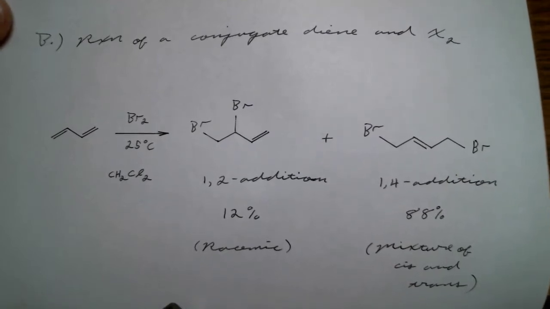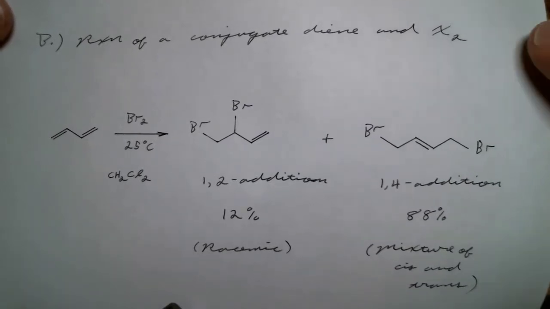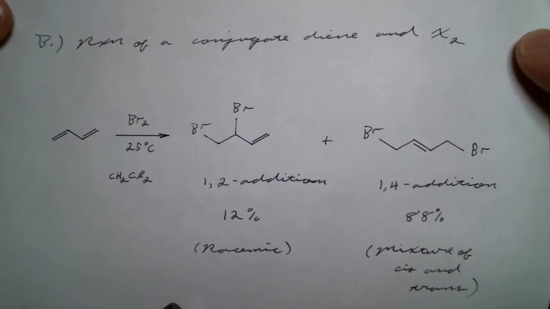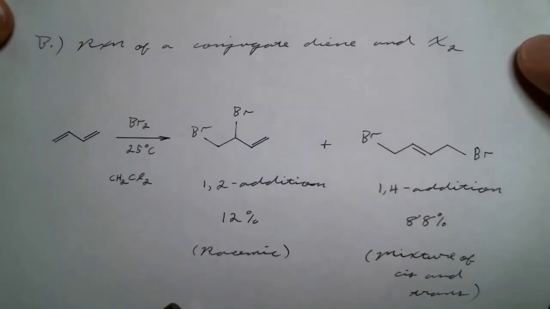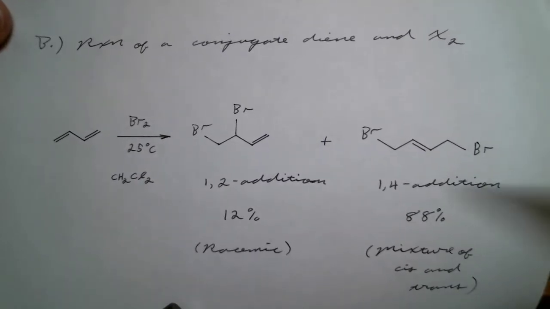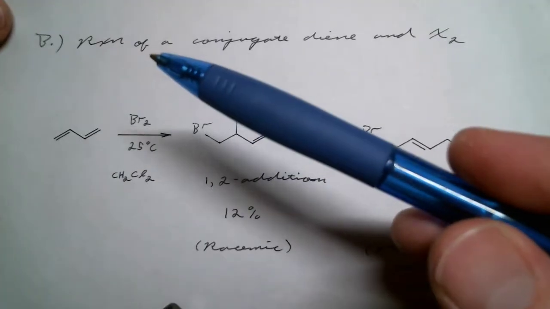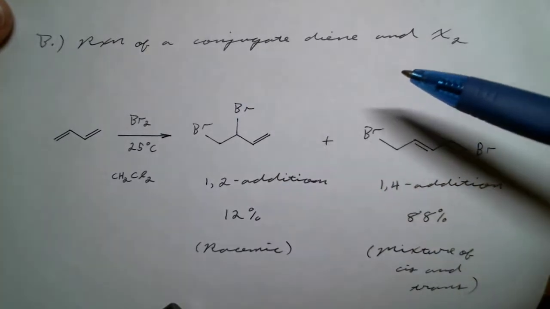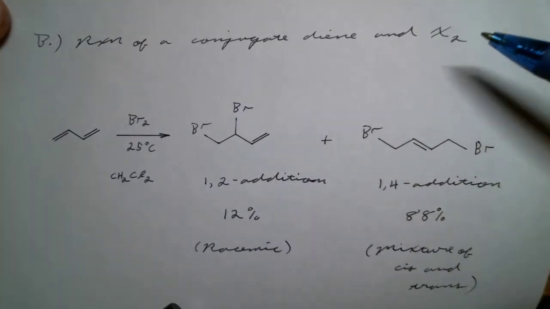Welcome to the fourth lecture video for our Class 3 time series of lecture videos. We're continuing in our discussion of reactions of conjugate dienes. We've reached point B, reaction of conjugate dienes with diatomic halides.